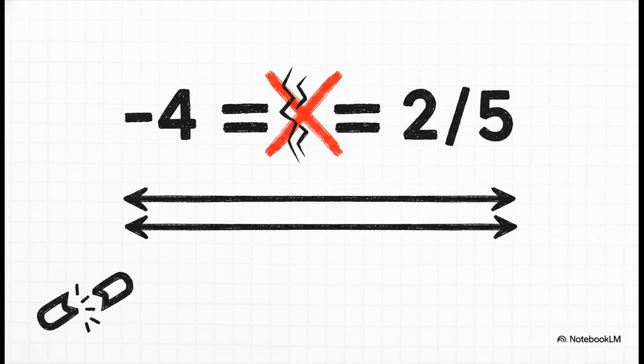It's impossible. When you get a false statement like this, it means the two lines are parallel. They run alongside each other forever, but they will never ever cross. So there is absolutely no solution.